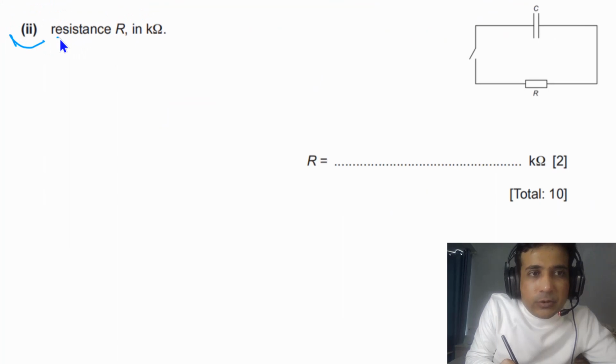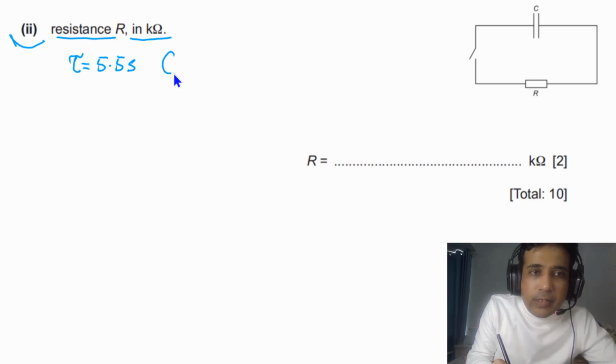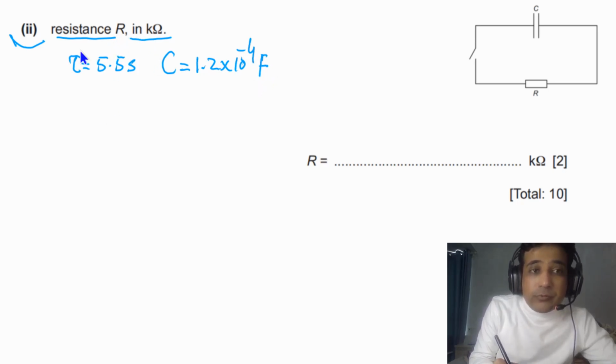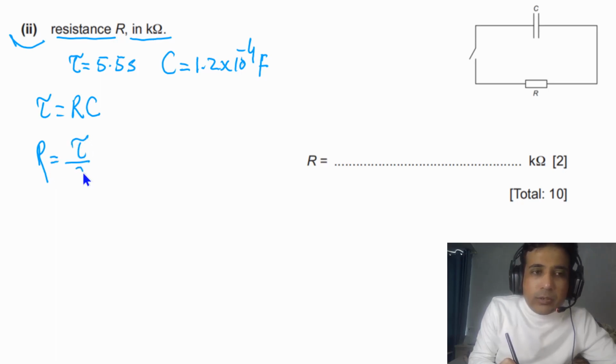For the second part, we need to calculate resistance in kilo ohms. But for this question, we have already calculated the time constant that was equal to 5.5 seconds, and we have calculated value of capacitance that was equal to 1.2 times 10 to minus 4 farads. Now we need to calculate resistance. So simply in this case, we need to understand tau. This is equal to R times C. We need to calculate resistance now. So resistance simply will be equal to tau divided by capacitance. Tau is equal to 5.5 seconds and capacitance is 1.2 times 10 to minus 4.